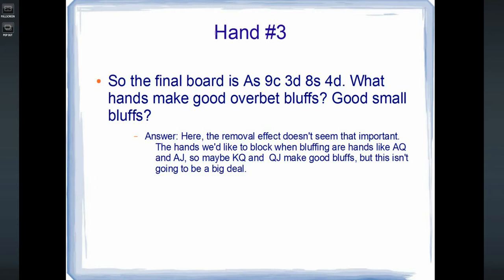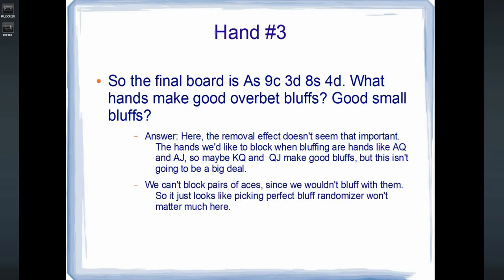But here, this isn't a spot where it seems like the removal effect is going to matter that much. We can't block pairs of aces, and that's normally the hands our opponent's going to call with on the river if we bet, right? His calling range mostly consists of ace queen, ace jack, ace 10. But how do we really block those hands very effectively if we're bluffing? Because what we'd want to block is the ace, but if we have an ace in our hand, we're not bluffing.